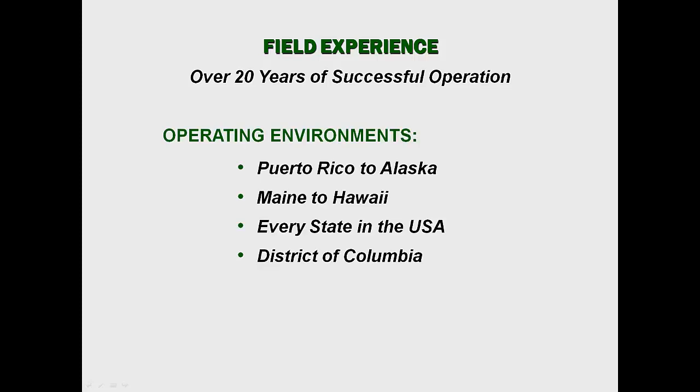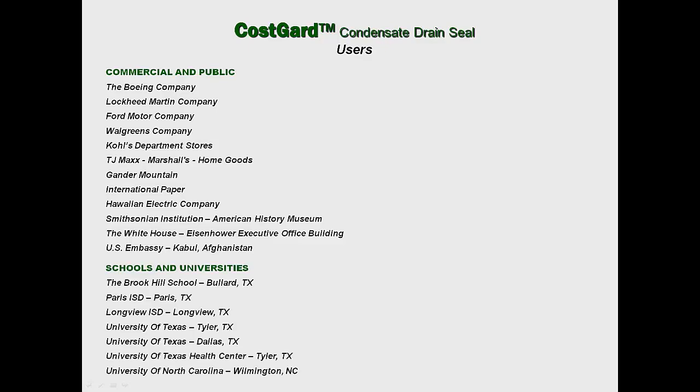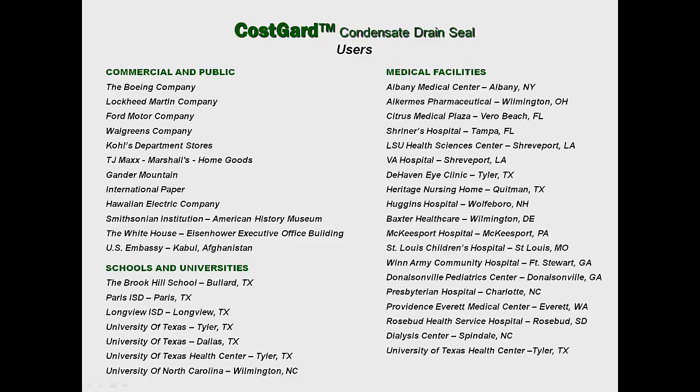The CostGard condensate drain seal system has been operating successfully in various applications for more than 20 years. These systems are exposed to a wide range of geographical and environmental conditions, extending from Puerto Rico to Alaska, from Maine to Hawaii, and every state in the United States, including the District of Columbia. Some current users of CostGard condensate drain seal systems are listed here and include commercial and public buildings, schools and universities, and medical facilities.